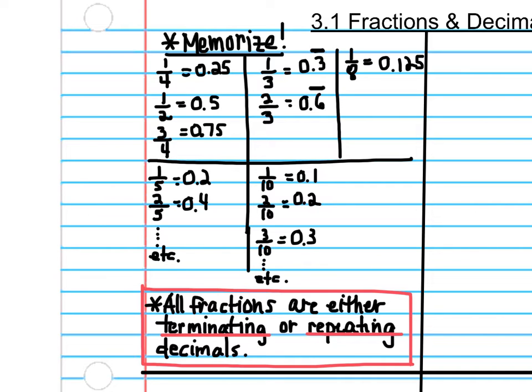And on the bottom here, I've written that all fractions are either terminating or repeating decimals. So what that means is a terminating decimal is a decimal that ends. So like 0.75, there's no number after this 5, so that means it terminates. And then a repeating decimal is one that has a repeating bar like these two here, 0.3 repeating, 0.6 repeating.